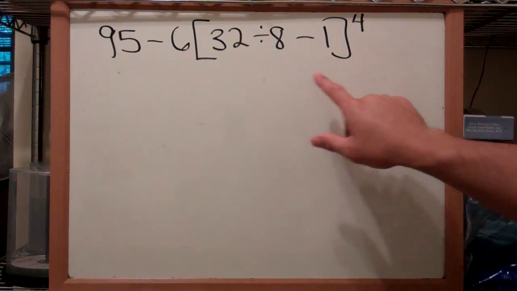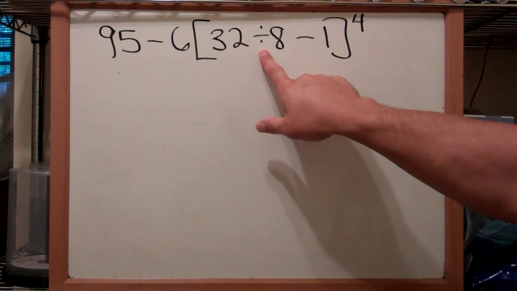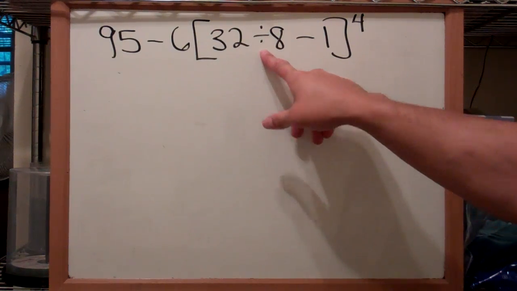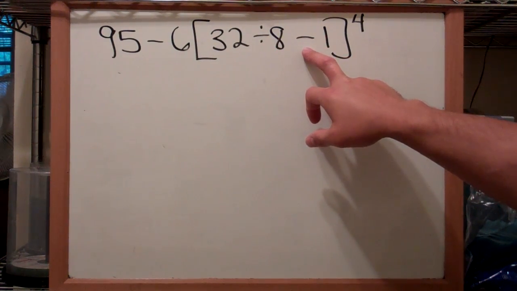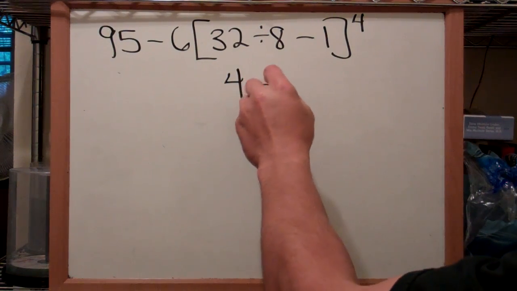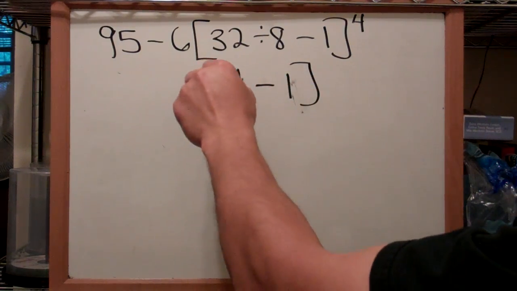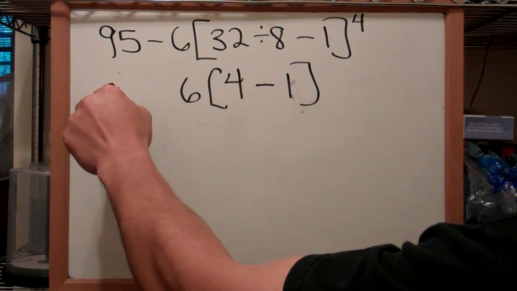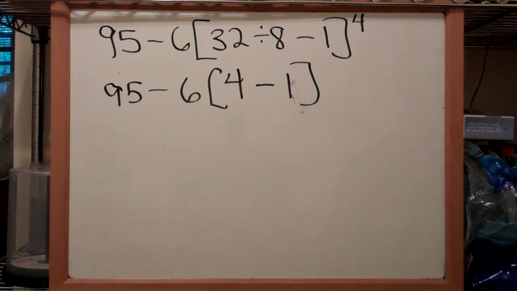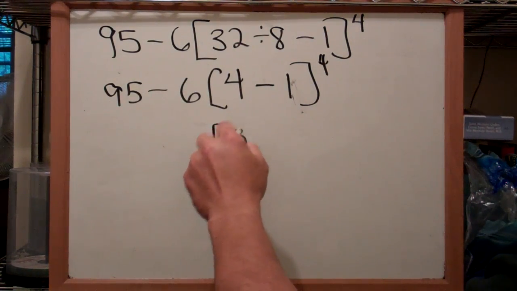And inside the grouping symbols we have two operations, division and subtraction. We must start with the division because that comes ahead of the subtraction in the order of operations. So 32 divided by 8 is going to be 4. And that's still to the 4th power. Now we have 4 minus 1, which is going to be 3.